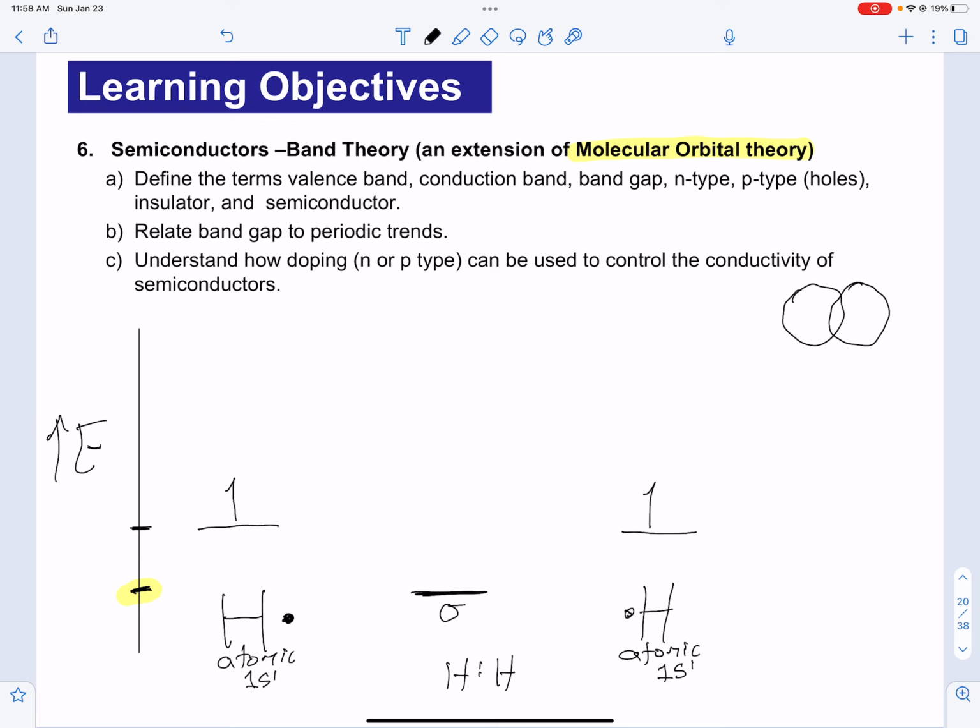How do we represent when the two waves are not in phase? Well, they are not making a bond, so they are not stable. So that area is going to be higher in energy.